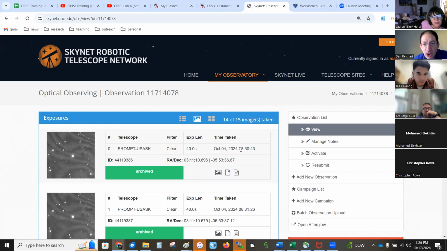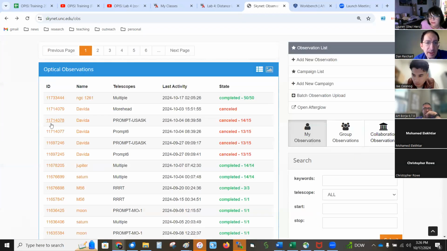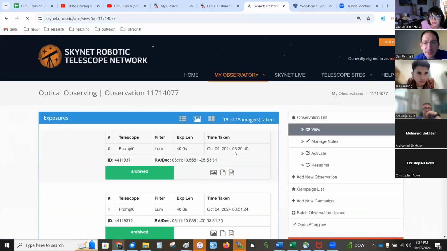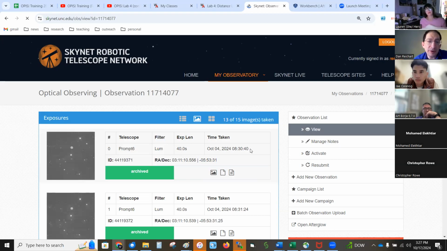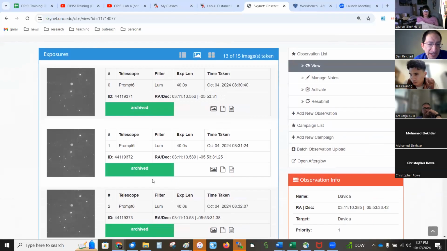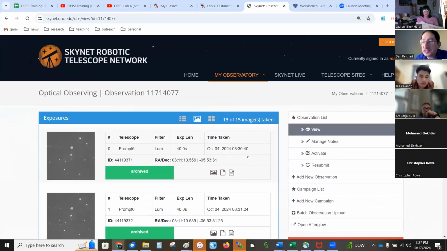The first one was at 083043. Let me back up. And then here's my prompt 6 in the south at 083040. So these two, they're within 3 seconds of each other. And that's what you want. You want to find an observation in each. They're very close together. There may be some other ones in here that got even closer, but 3 seconds is pretty close. They're 40-second exposures, so at worst, they'll be 20 seconds separated.